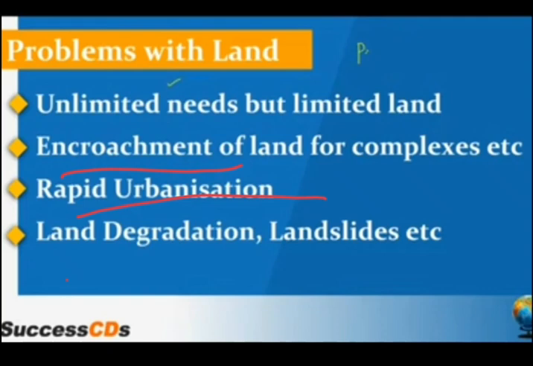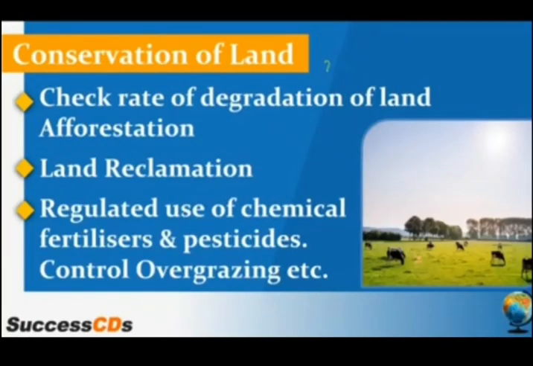Even land degradation, landslide, etc. are also problems with land. Land degradation is a process in which the value of the biophysical environment is affected by a combination of human-induced processes acting upon the land. What humans are doing, putting a lot of fertilizer on our land, carrying out many practices, these things affect the land. That's why land degradation.